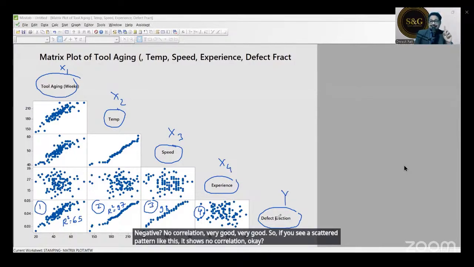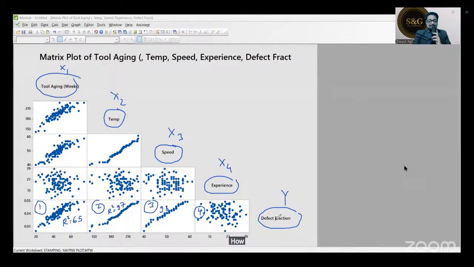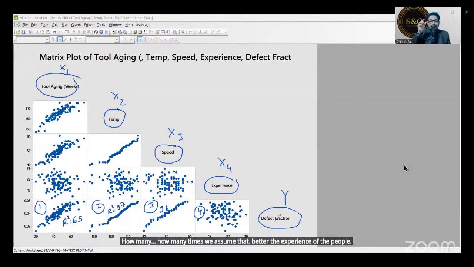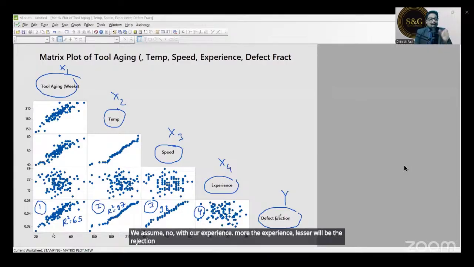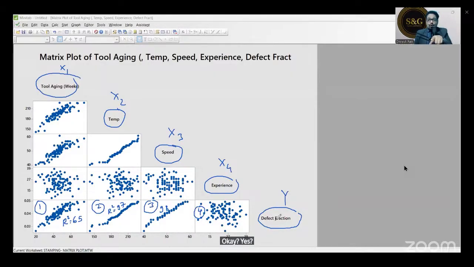Now understand this. How many times do we assume that the better the experience of the people, the lesser will be the defect? Yes or no? Just give me yes or no in the chat box. We assume that with more experience, there will be less rejection. But the data does not support our assumption. Understand this. Data does not support this relationship.